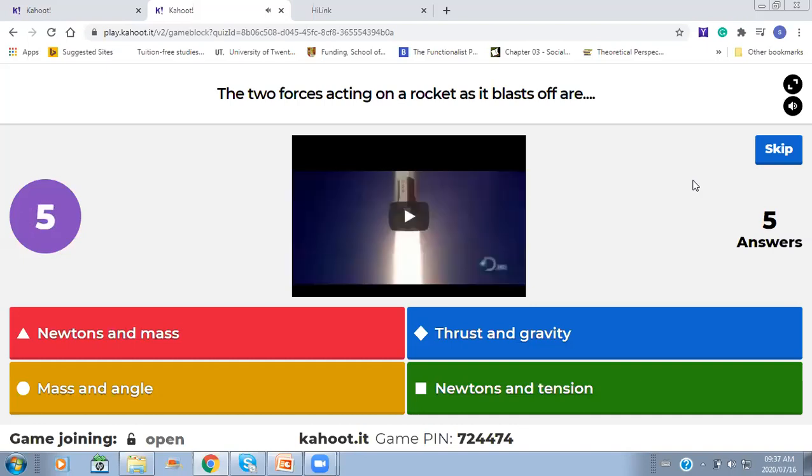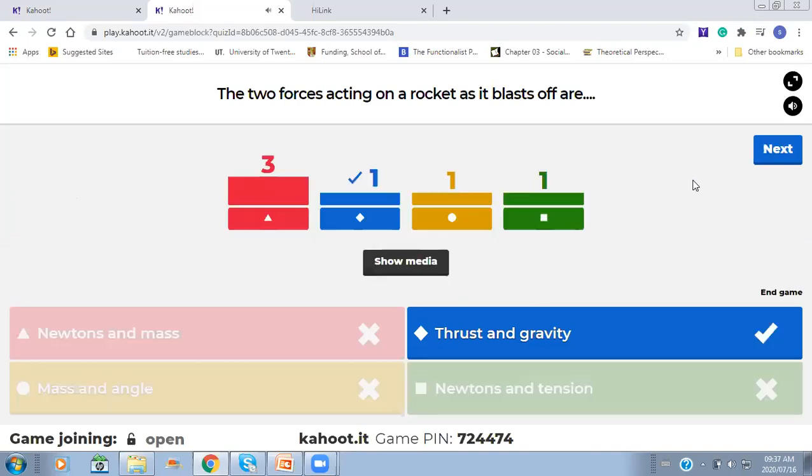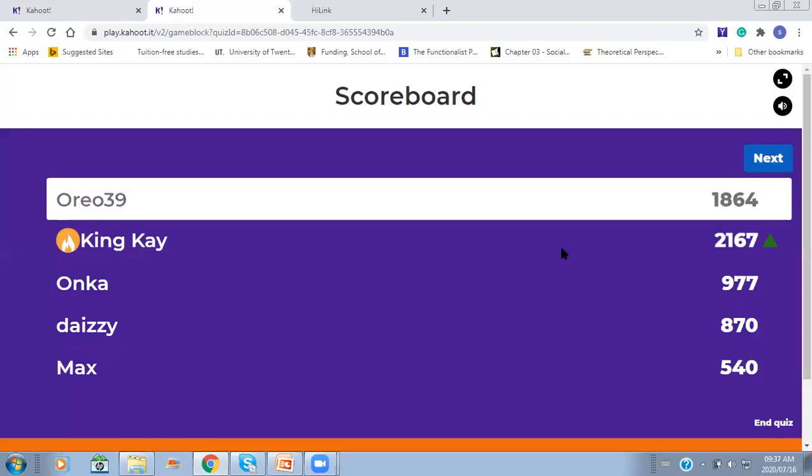Okay, so these are the two. Only one person got this one right. That's thrust and gravity. So let's see who got that one correct. Who is this person? Yes, it's Kim K. So Kim K is leading on the scoreboard. Let's go to the next.